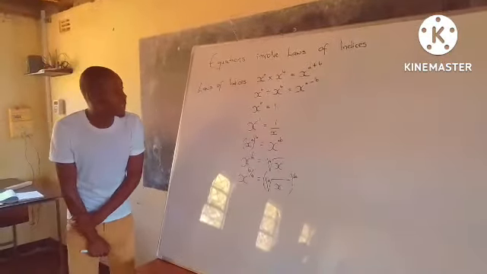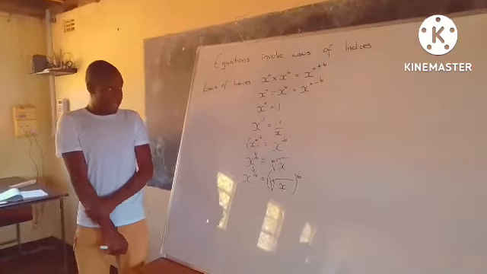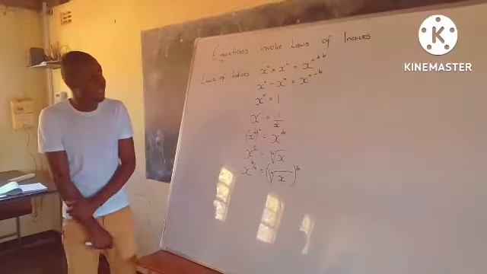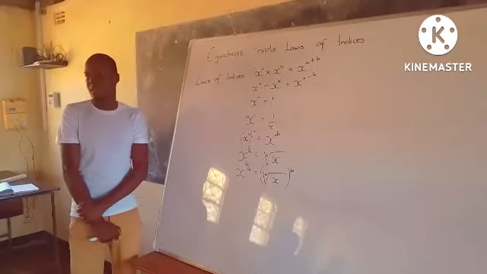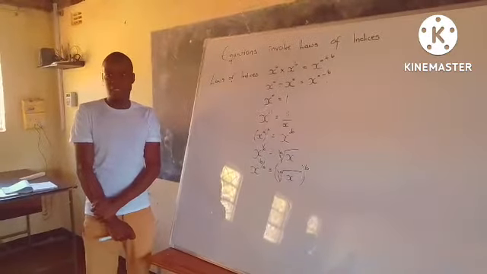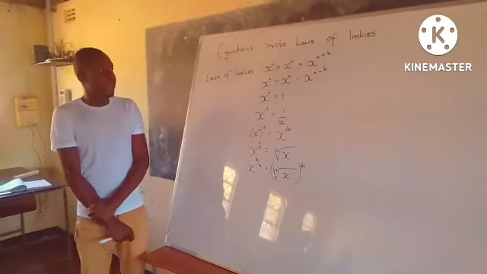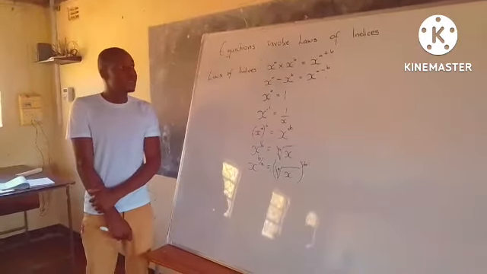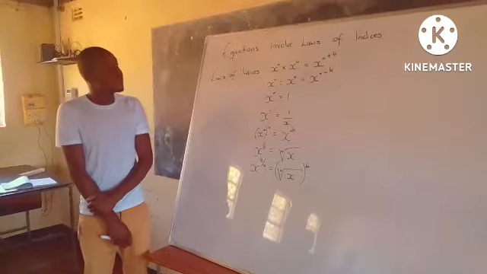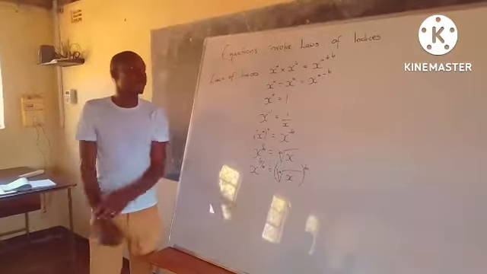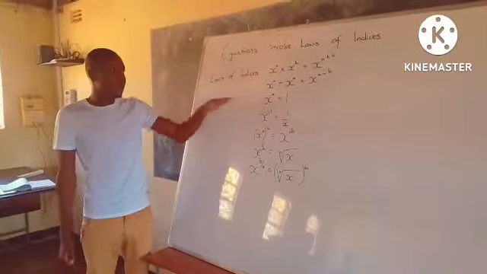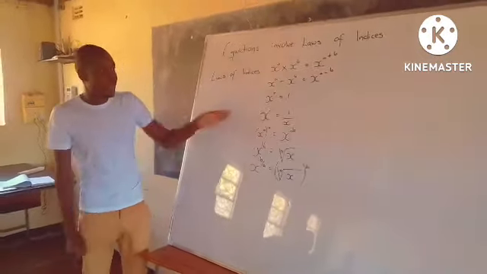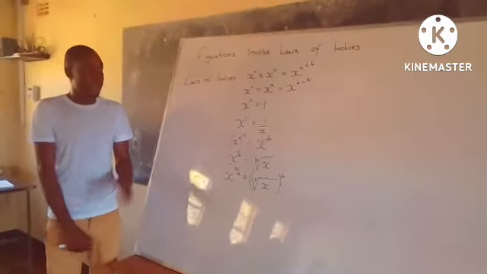The first law states that when we multiply on the same basis, we just simply add the powers. Then the second law simply states that division on the same basis, we just subtract the powers. Then this law: any number to the power of 0, or any letter to the power of 0, is equal to 1.